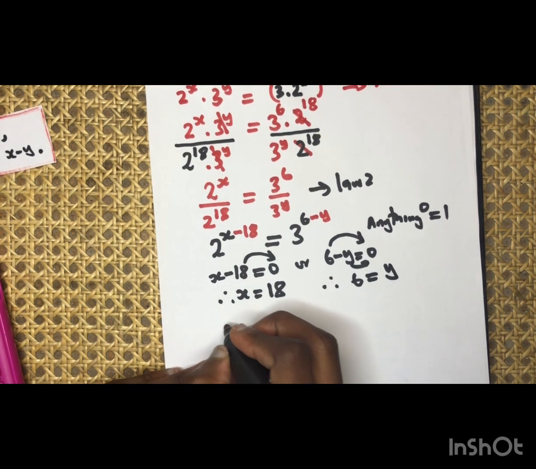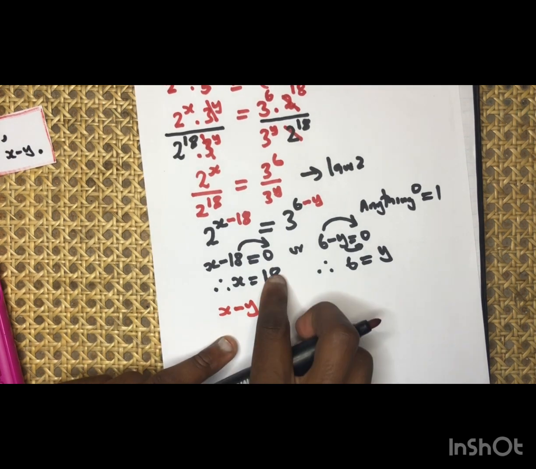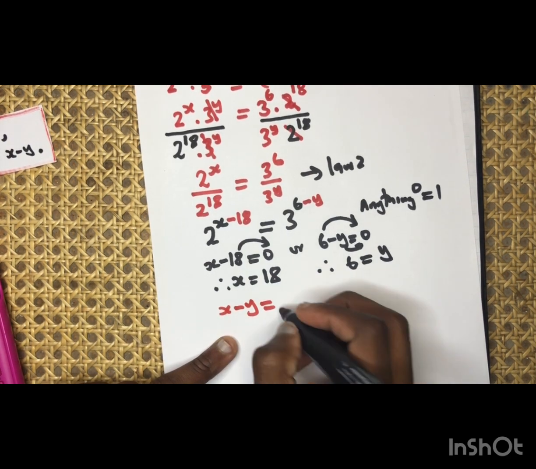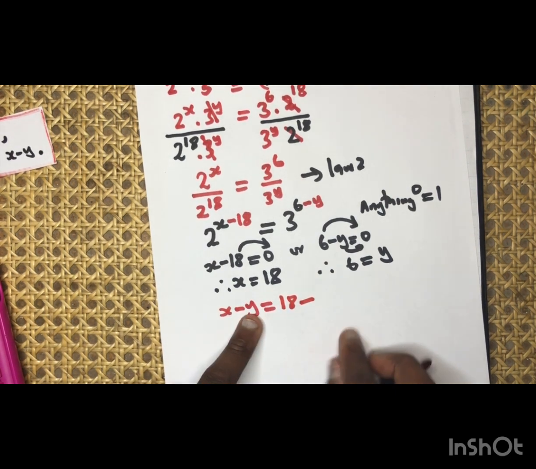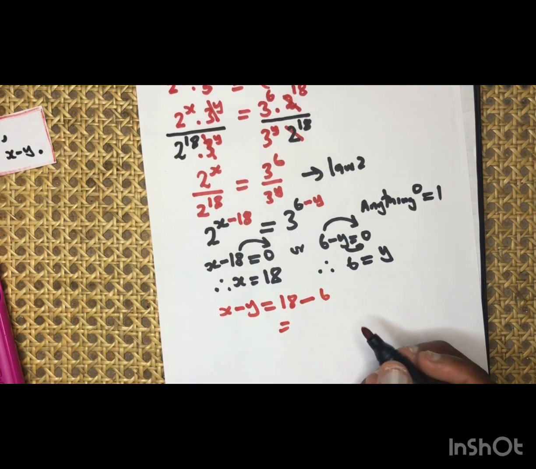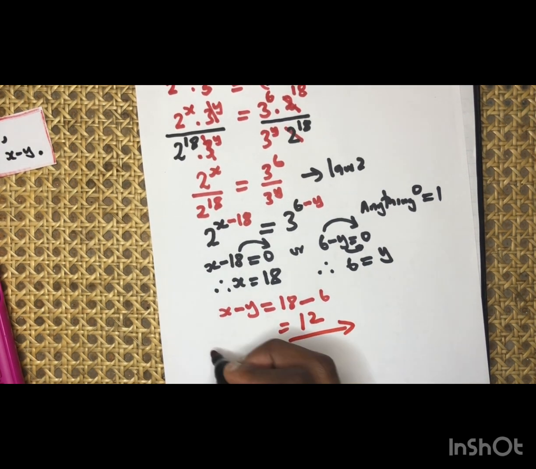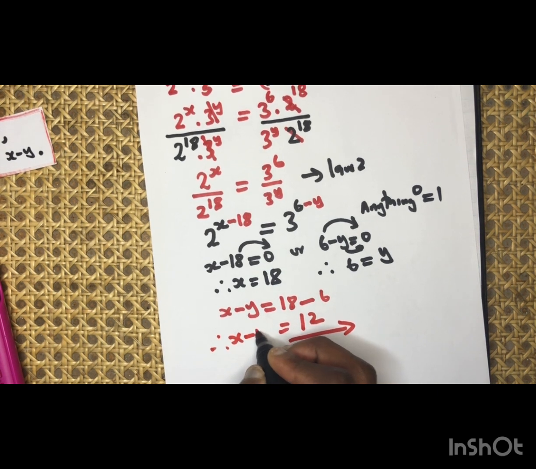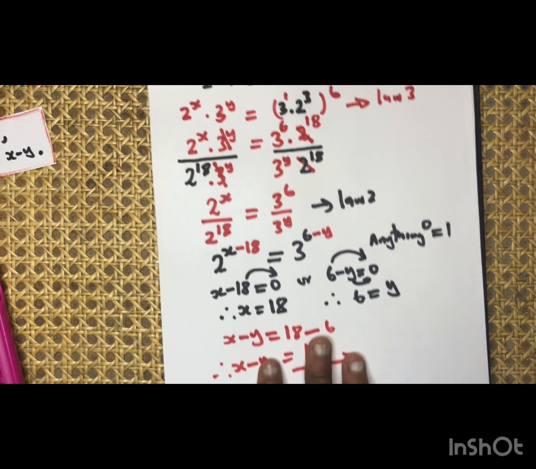I'm going to say x minus y equals, we know that the value of x was 18. So I'm going to say 18 minus, from the formula, your y was 6. So which means 18 minus 6, what do you get? It's 12. So therefore, guys, we can conclude that x minus y will give us 12. Understand? So that's your final answer for this question, guys.